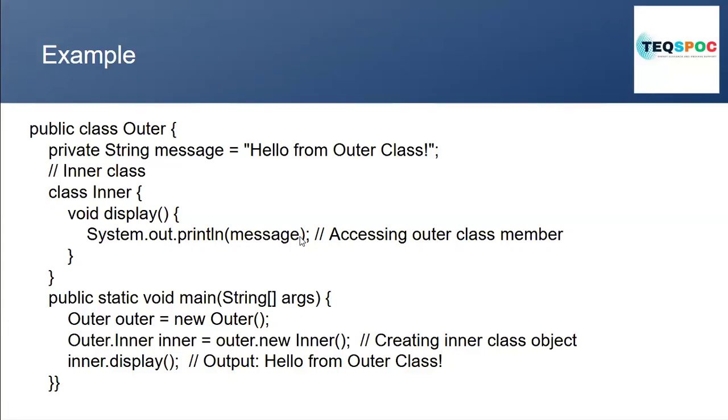Then we created a main method inside this outer class body. We created an object, outer class outer equal to new outer, and then we create one more object, outer dot inner class, inner is the object, outer dot new inner class, creating an inner class object. Then inner dot display will display this. Let me show you the example, it will be more clear.